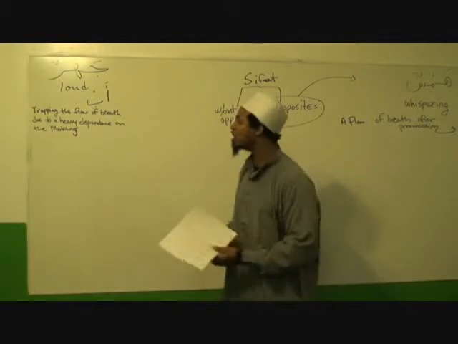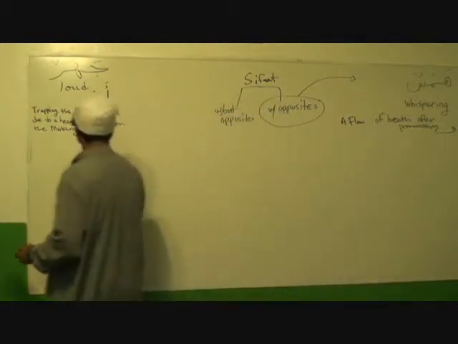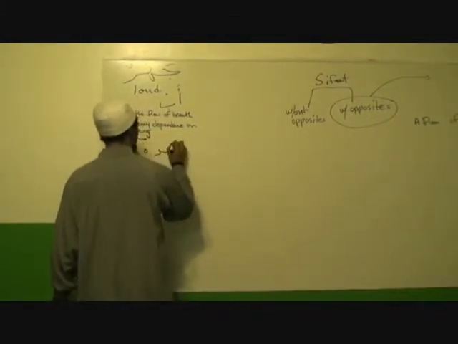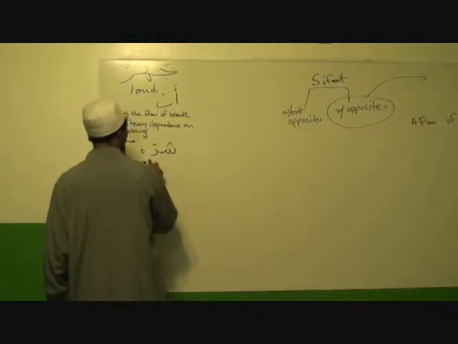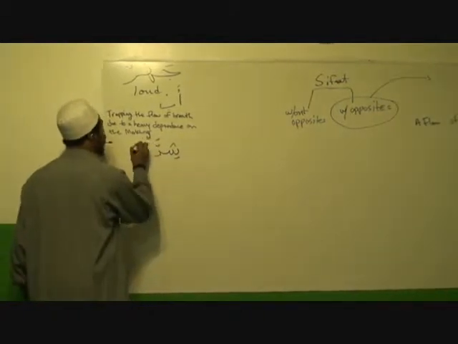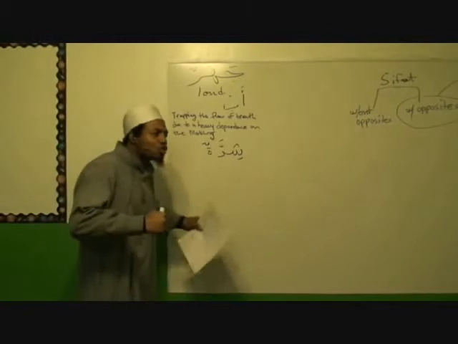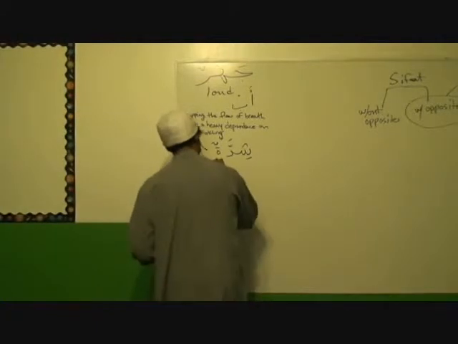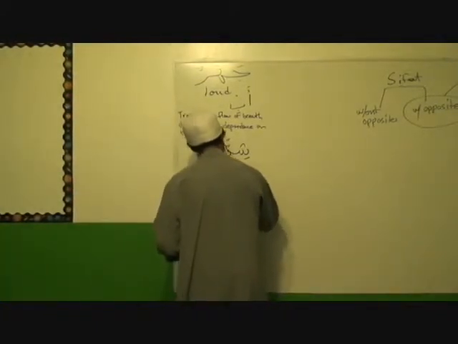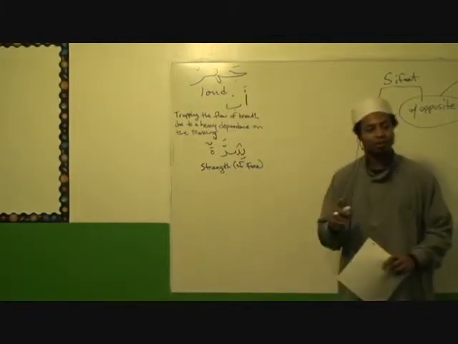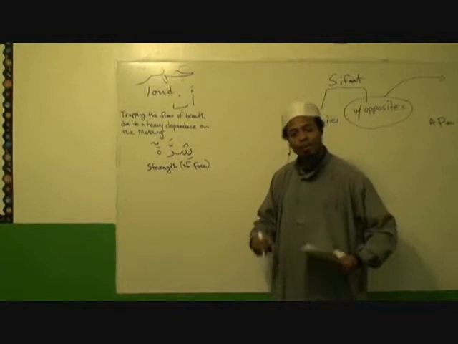The next one is called shidda. I'll put shidda over here. Everybody say shidda. Okay. Now shidda is sheen, dal, ta marbuta. It's pronounced shidda or shiddatun. Shiddatun is strength. Okay? It's power. I'm going to say strength right here. But when I use this word strength, I mean strength of force, because we're referring to a letter. It's the strength that you use in pronouncing this letter.